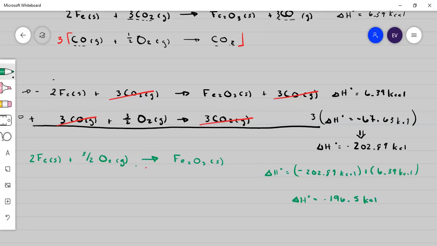All right, so in this reaction, the heat of formation of iron 3 oxide, or the iron here in this case, is going to be right here. And we just did that using Hess's law, saying that the sum of each step of a reaction is equal to the total. All right, so that's how we do the problem.